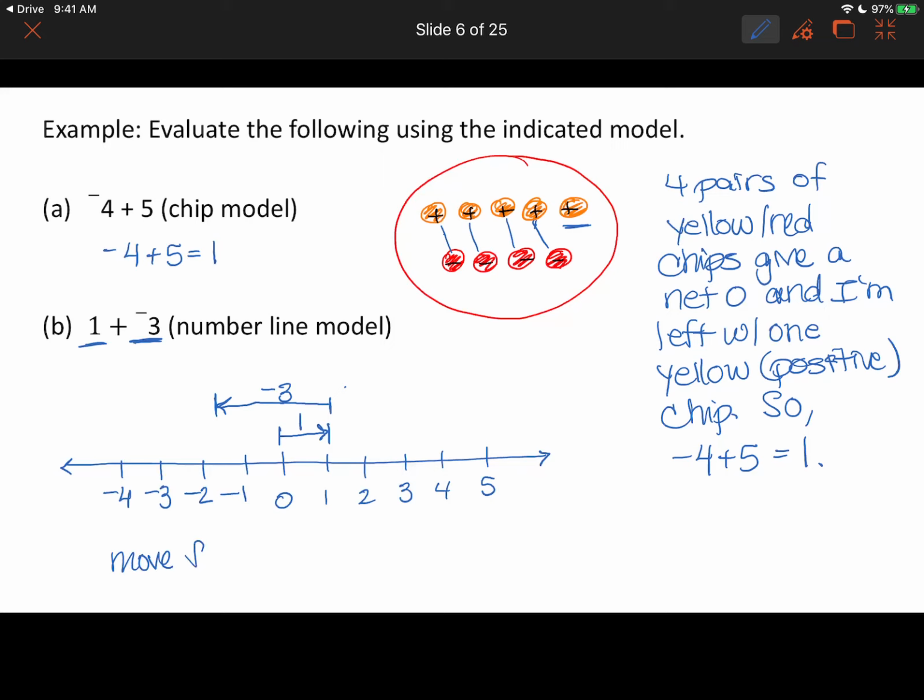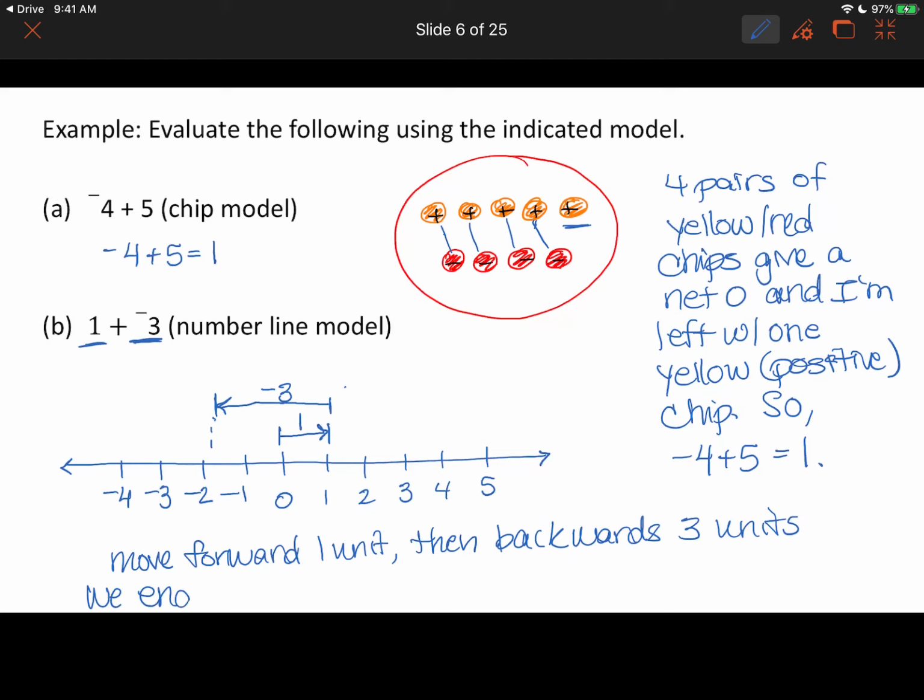So let's describe what we did. Move forward 1 unit, then backwards 3 units. We end at -2. So 1 plus -3 equals -2. Again, I need this explanation. Okay, you need to describe what you're doing. I want more than just the picture.